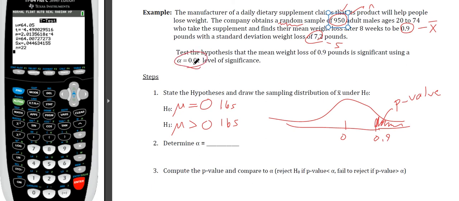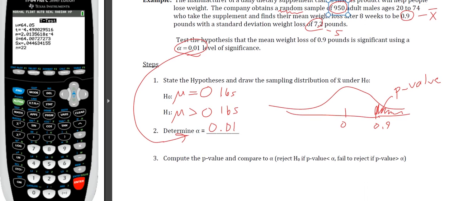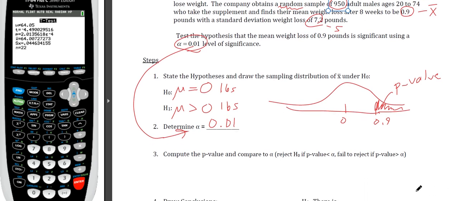Alpha is given to us as 0.01. They want to be really sure that this dietary supplement is actually working before they make more of it.